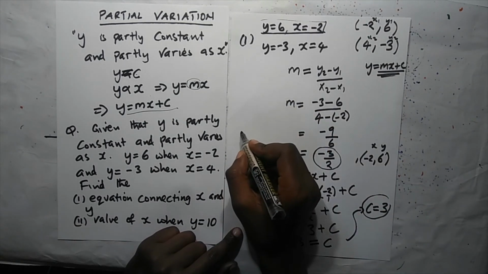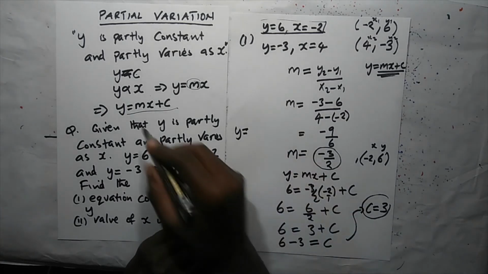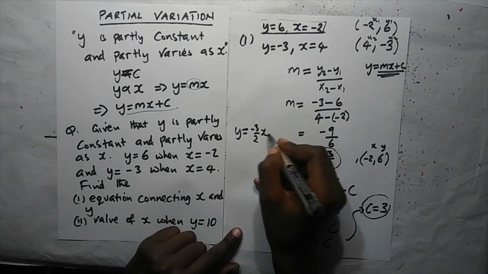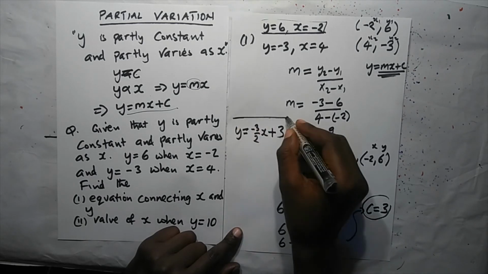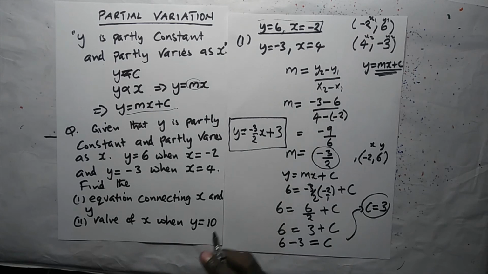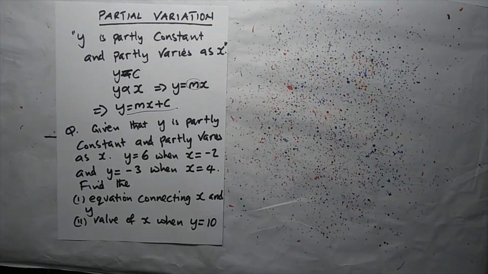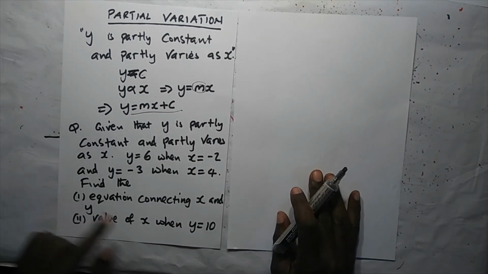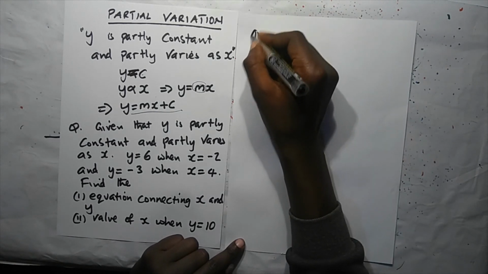So the equation will be y is equal to our m, which is negative 3 over 2x plus our c, which is 3. And so this is the equation that connects x and y. So the next question says find the value of x when y is 10. So we are going to use our equation, the one that we've just found.